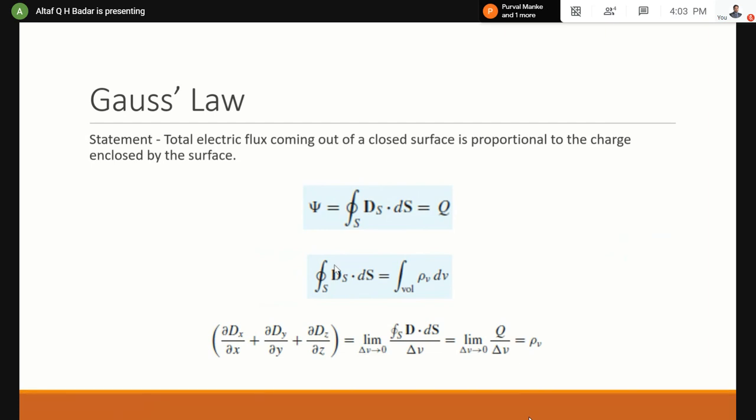Why does the flux crossing a surface depend on the normal component of D only? Why not any other component? See, what we have written in the statement is that it is proportional to the charge enclosed by the surface, right? But what kind of charge are we talking about? What kind of electric flux? This electric flux, when it comes out, is usually in the perpendicular direction. So why do we assume it in the perpendicular direction only?